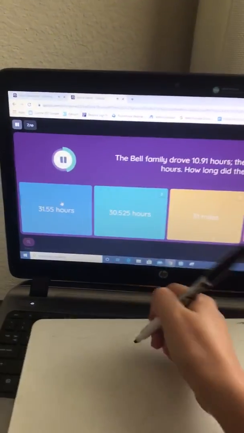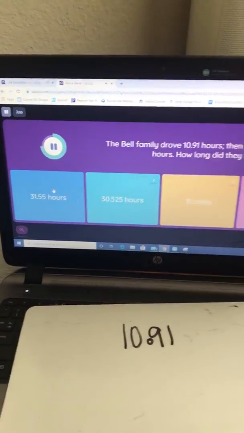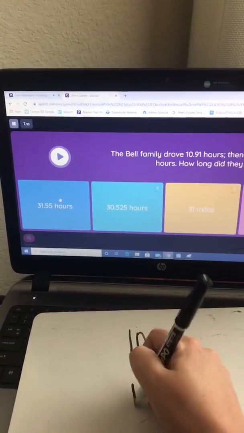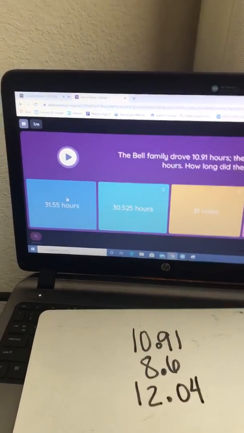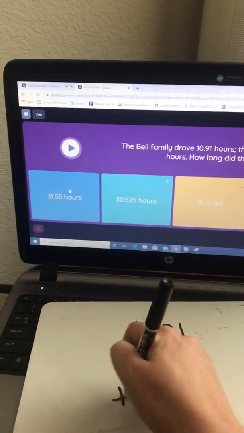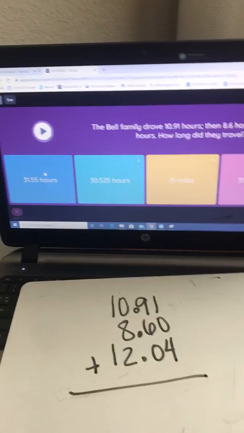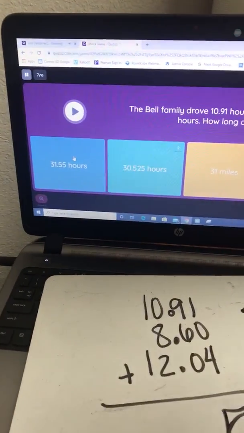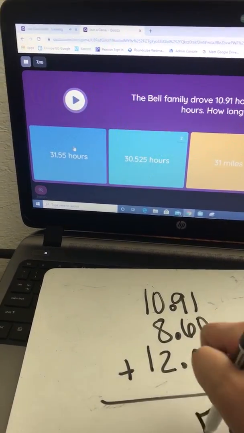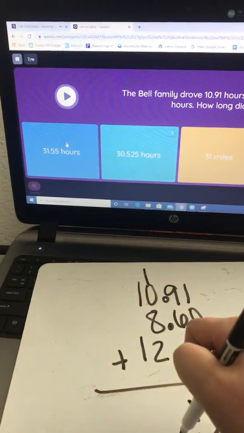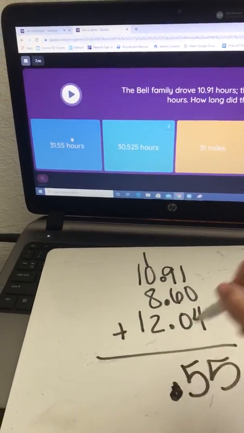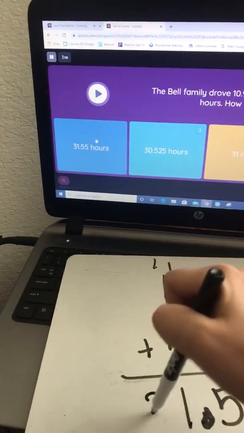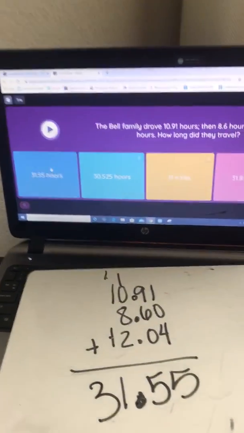Number 7, the Bell family traveled 10 and 90/100ths hours, and then 8 and 6/10ths hours, and then 12 and 4/100ths hours. How long did they travel? I'm going to add those together to find my total and add a 0 as a placeholder. 4 plus 1 is 5. 9 plus 6 is 15, so I have 5 carry my 1. Make sure my decimal comes straight down. 8 plus 2 is 10, plus 1 more is 11. And 1, 2, 3. So 31 and 55/100ths hours.